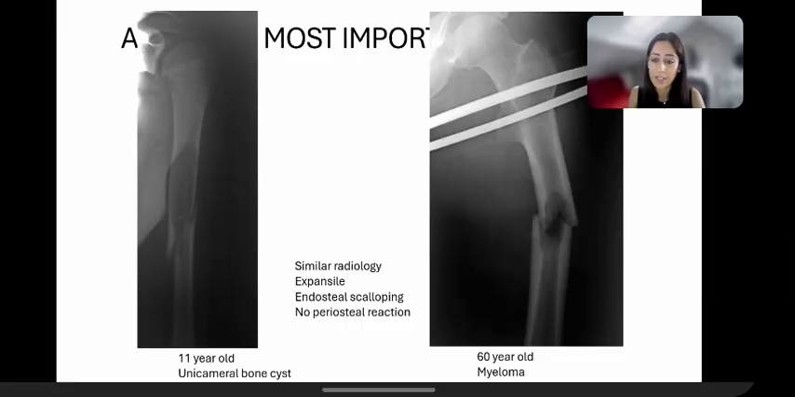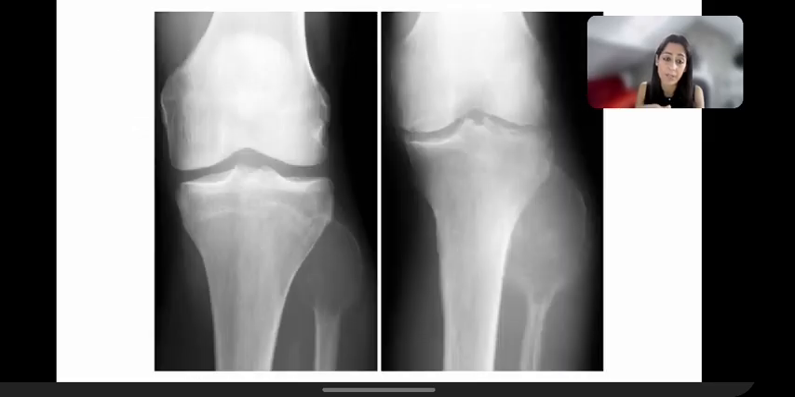So there is no way that you would consider a simple bone cyst in the differential diagnosis of a lesion in a 70-year-old. It just doesn't happen. So even before you start analyzing these bone lesions, you should have a list of differential diagnoses just based on the age of the patient.